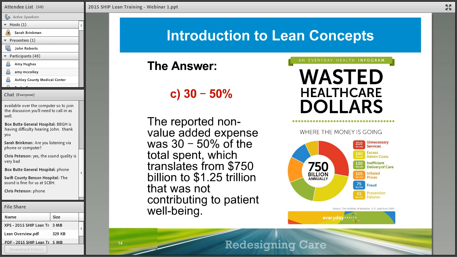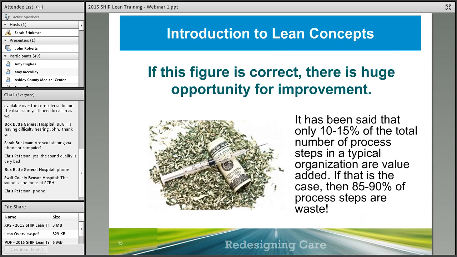And so I think, again, we want to look at how we can be part of the solution of creating a new healthcare system that provides more value and try to eliminate or reduce as much as possible those wasted healthcare dollars. Those dollars can be categorized in unnecessary services, excess administrative costs, inefficiencies in delivery of care, inflated prices. Interestingly enough, fraud and prevention failures are a couple of the smaller areas in that area of healthcare waste.